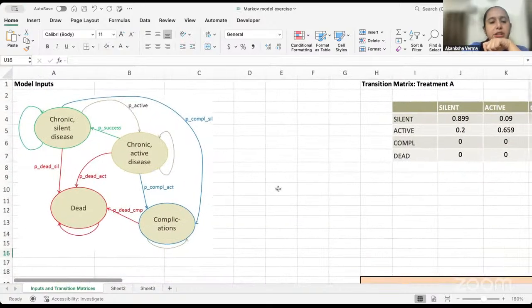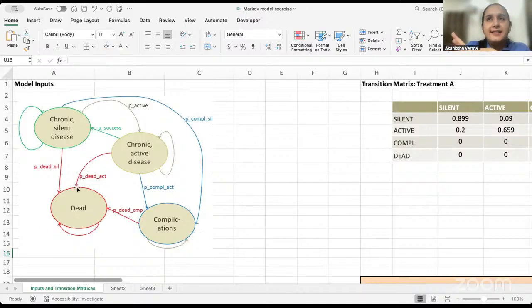Okay. So here, if you see, I'll zoom it in. You have four different health states for a particular disease: chronic silent disease, chronic active disease, death, or complications. And you can see the direction of movement of the patient. So if there is chronic silent disease, the patient can go to the active state, death, or he can have complications, right? And if the patient is in the active disease stage, either he can go back to silent disease, or he can die, or he can have complications.